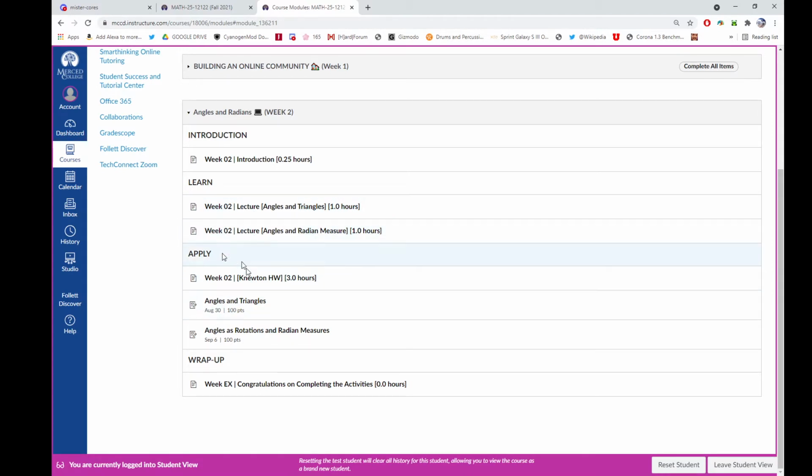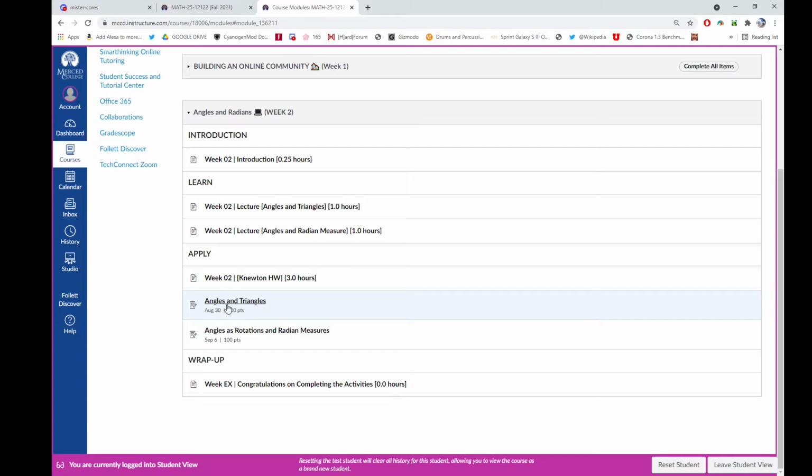But your actual homework on Knewton Alta is down here. This first page is just some kind of instructions. You can ignore that and just click on the first homework assignment, angles and triangles. So I've reset the student here, I believe. And when I say reset the student, I mean my account. I'm pretending to be a student. So I think I'm a new student right now.